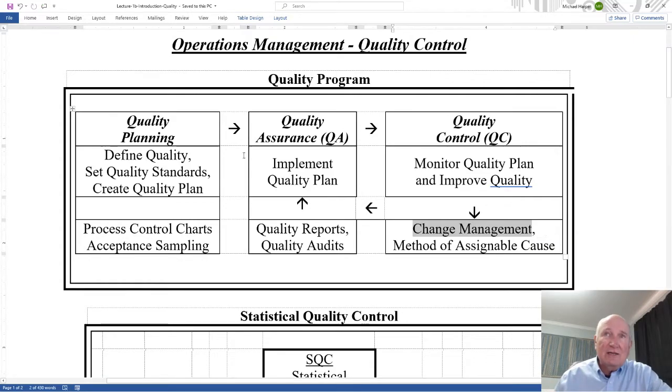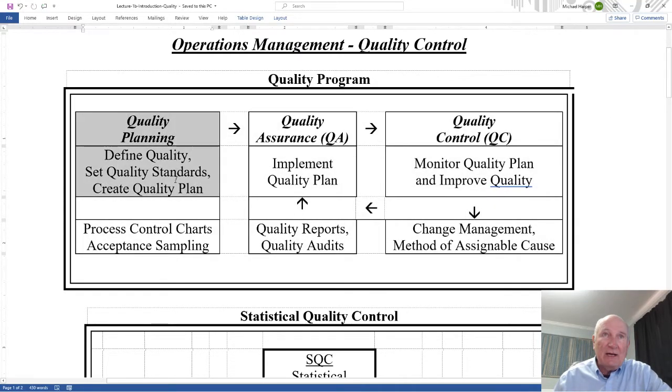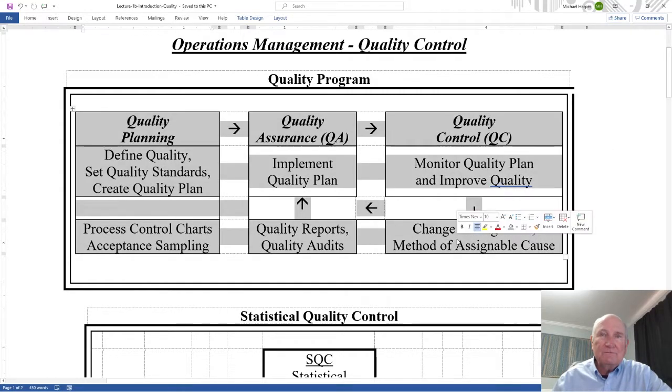So these three stages within a quality control program are important to do, and each one's different. Here's your planning, where you might have statistical engineers. You have quality assurance, where you have the process engineers. And here you have quality control, where you have design engineers. And so these are three different operations going on.